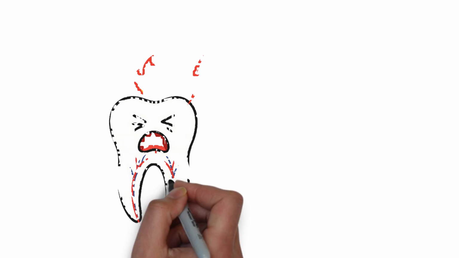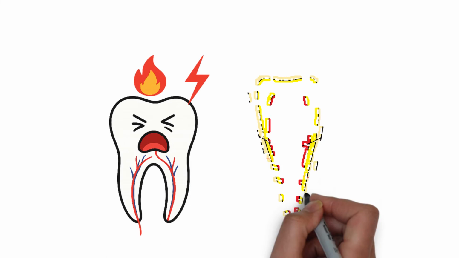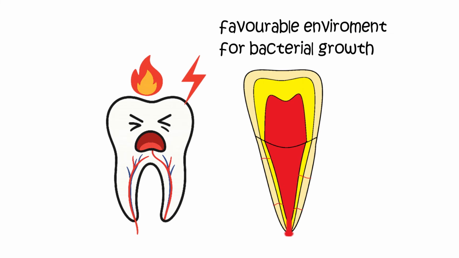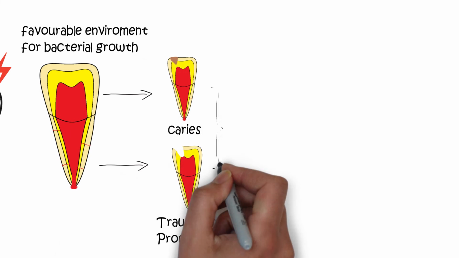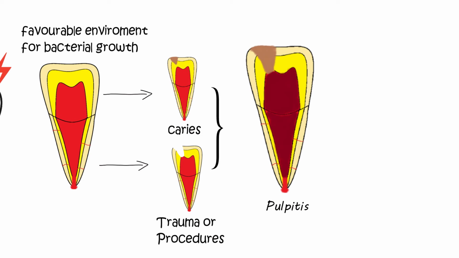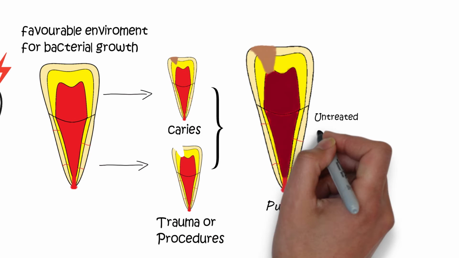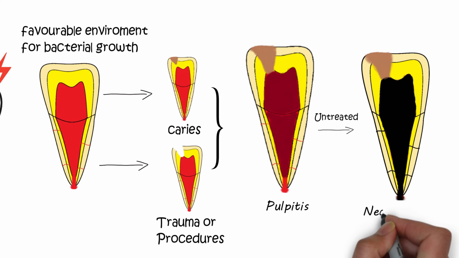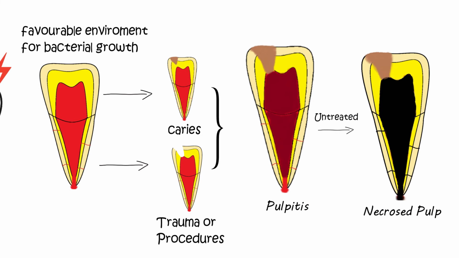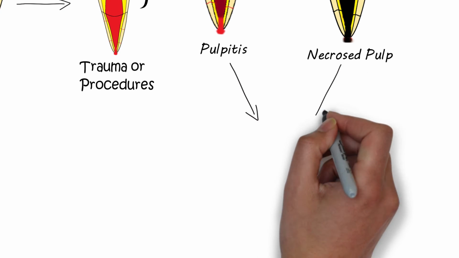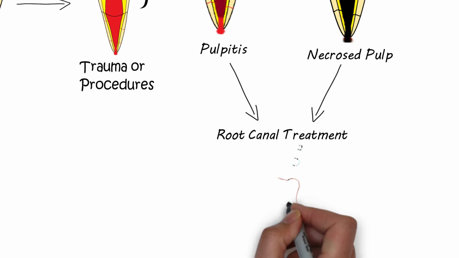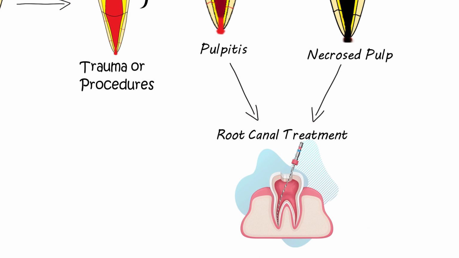Despite its protection, the pulp is highly sensitive, and ironically, its rich blood supply makes it a favorable environment for bacterial growth once infected. Caries, repeated dental procedures, or trauma can all trigger pulpal inflammation known as pulpitis, which can become extremely painful and may lead to pulpal death known as pulp necrosis if left untreated. In such cases, a root canal treatment is performed by the dentist where the infected pulp tissue is removed, the canals are cleaned and shaped and filled with biocompatible materials such as gutta-percha.